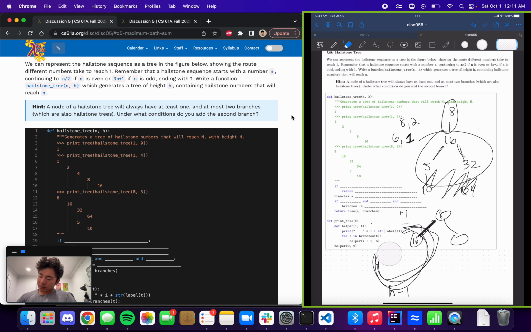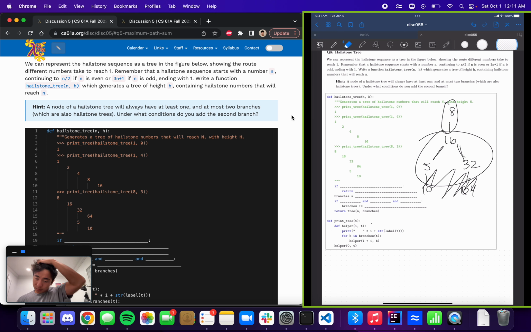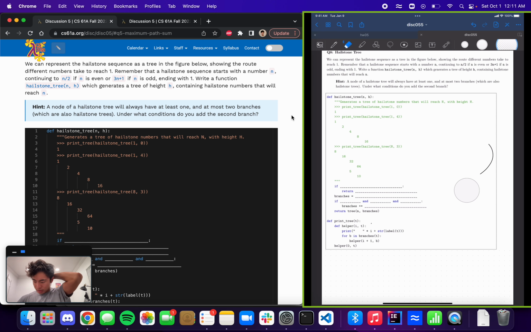And the question is, last but not least, what we want to handle is 1, the base case, and 2, how to determine whether we have 1 branch or 2 branches. And so let's consider the base case. So let's say we are making recursive calls like 4, 1, and 8 leads to that 4, so we might make a recursive call to hailstone tree of 8 and 0.